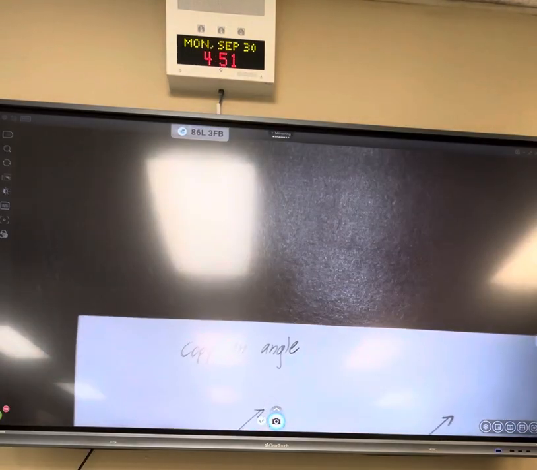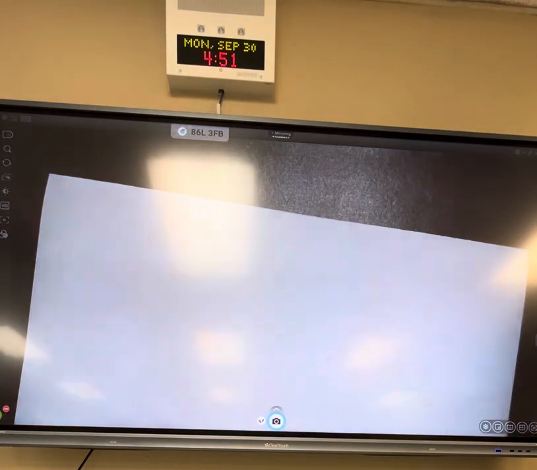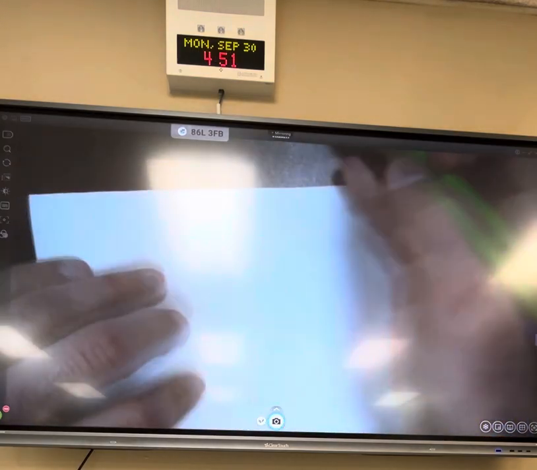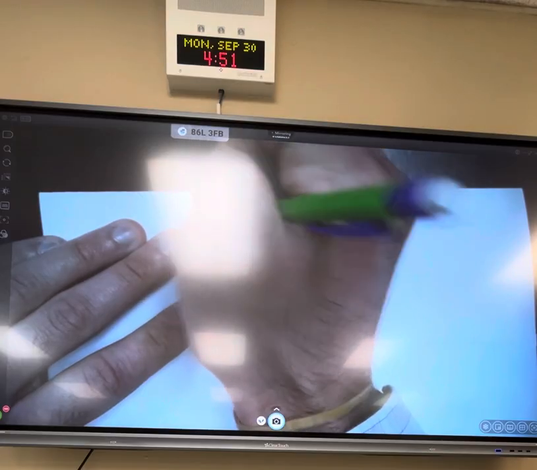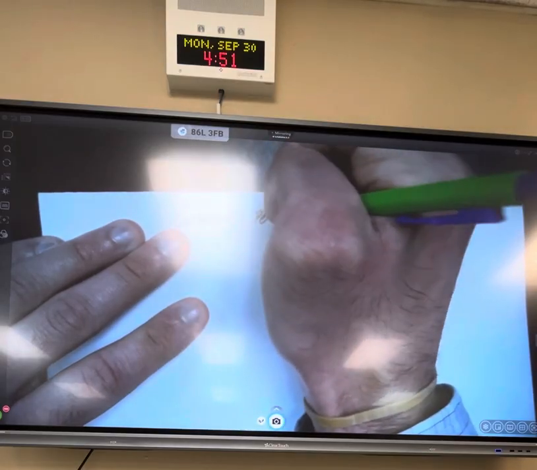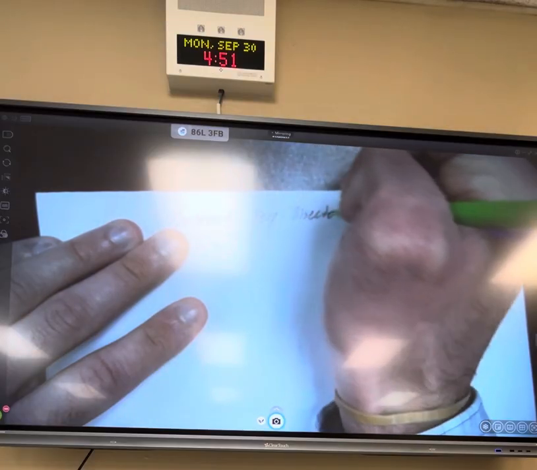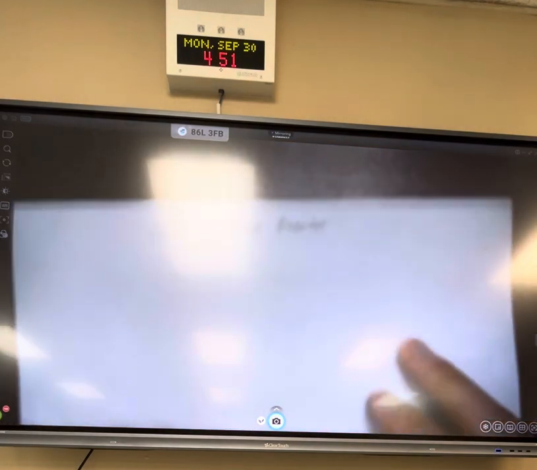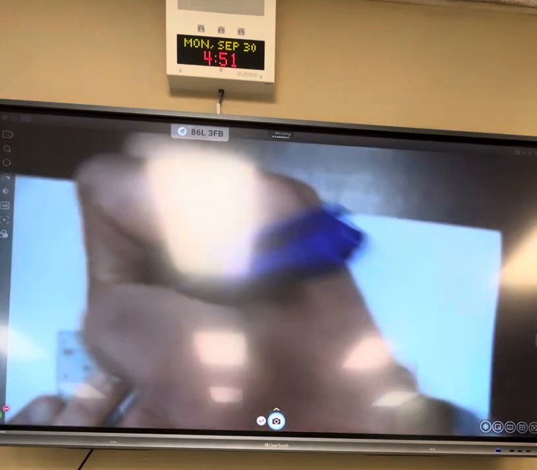So now, the third one, which is constructing perpendicular bisectors. So since we're not copying anything, we don't have to draw a reference ray or anything like that. We're just going to draw a line segment, the one that we're given.